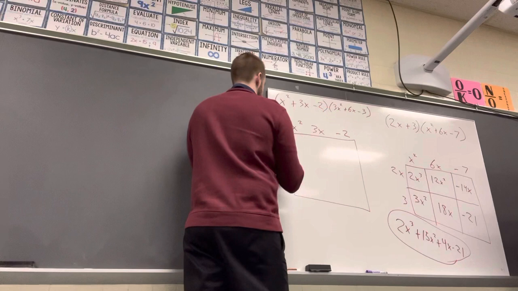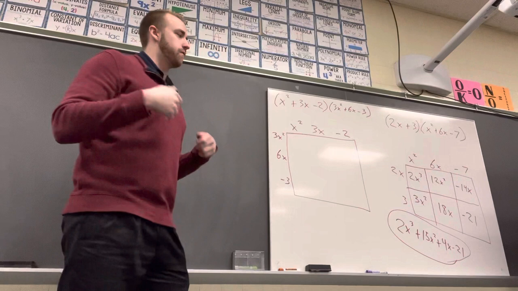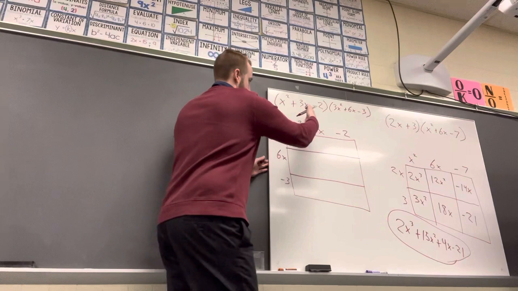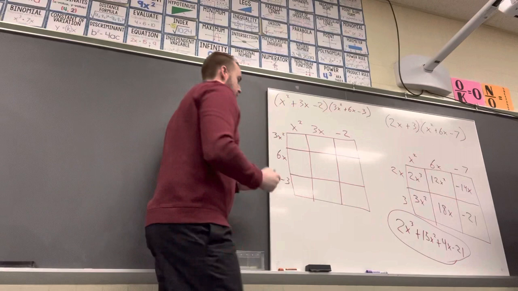So again, just like we did before, you got to make splits in between. We have a split between these two terms and a split between these two terms. And then we'll split the top three terms, so we'll split down, and then we'll split these ones down. Now, we have 9 boxes, right? 3 by 3. We want to make sure that all 9 boxes are filled in.